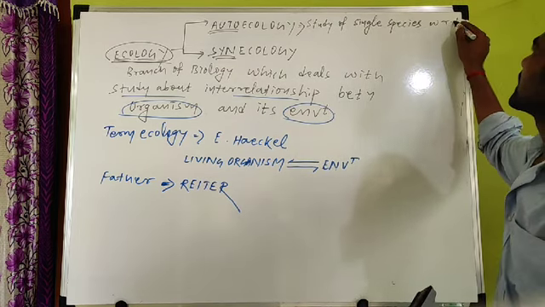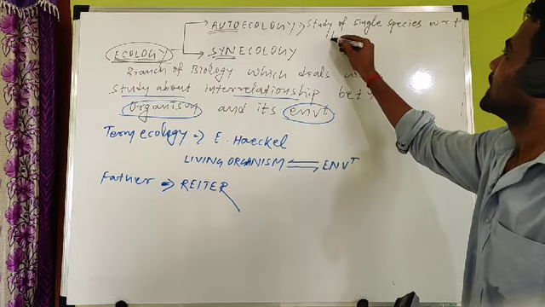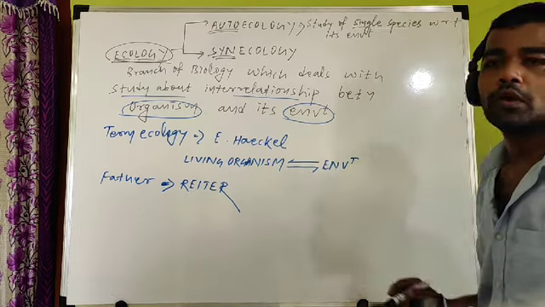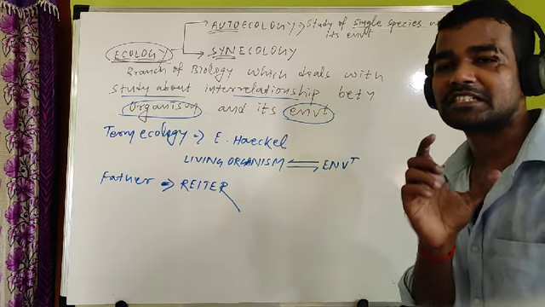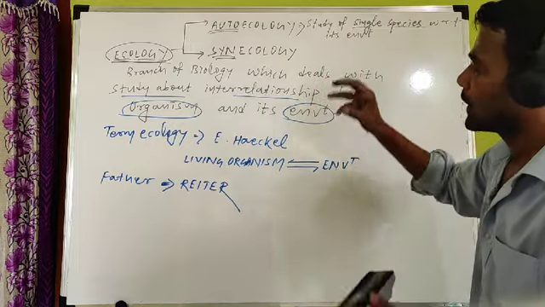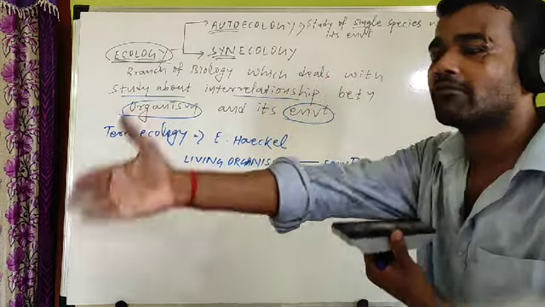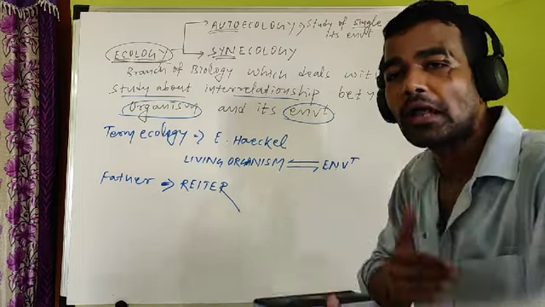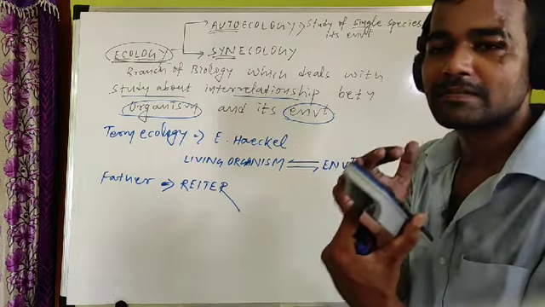with respect to its environment. Single species means, for example, only a tiger. When you study the relation of the tiger with the environment, that is autoecology. Or the relation of a human with the environment, only humans, a single species.